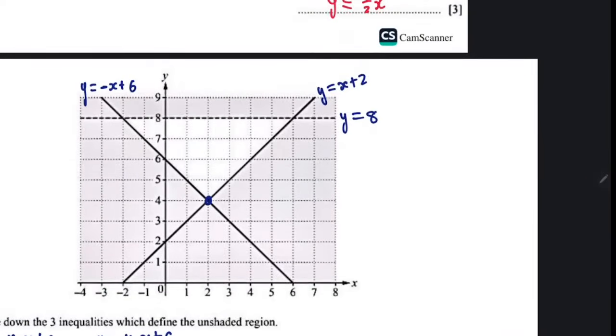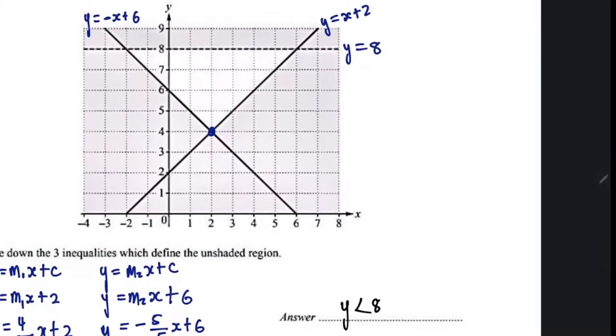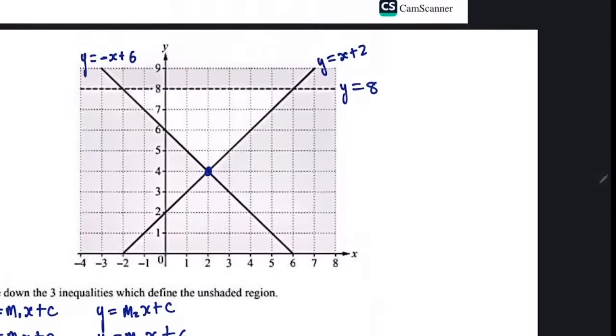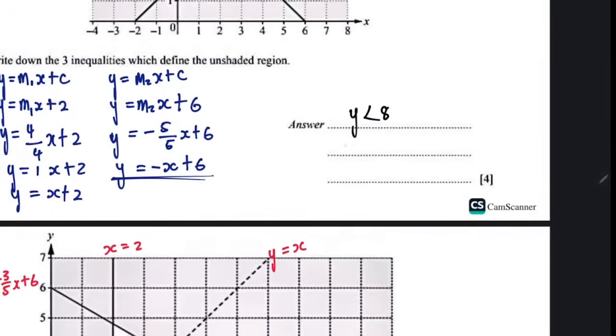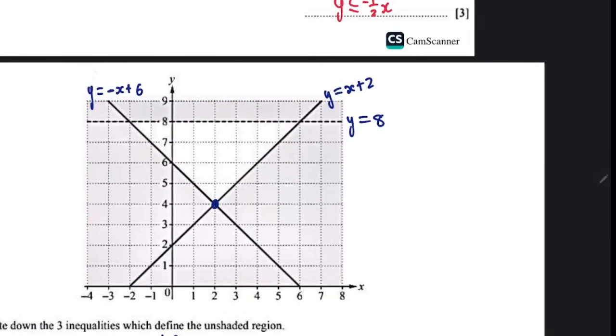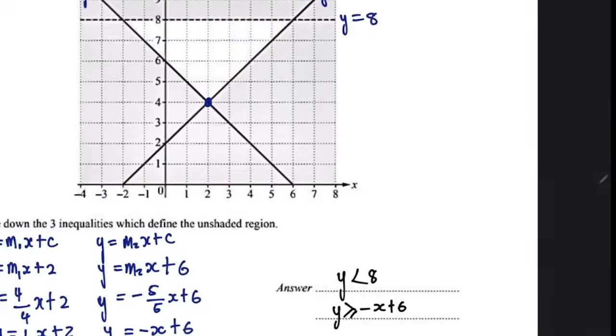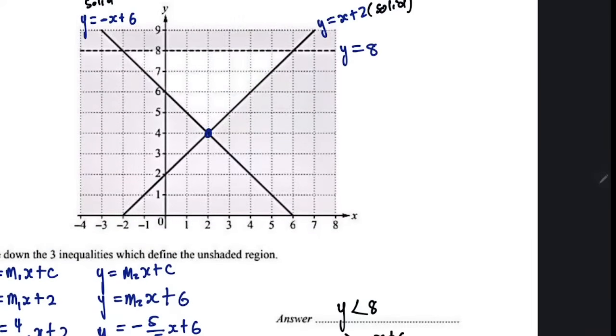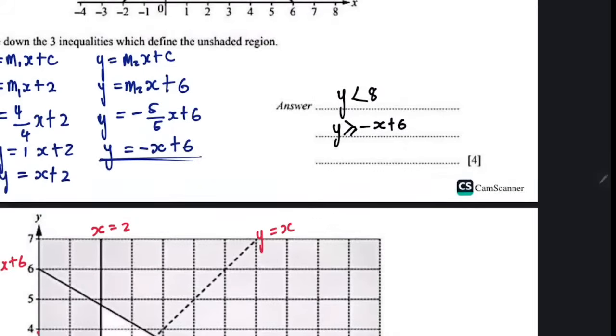Then you can see it's above this one and above this other one as well. So it's above y equal to negative x plus 6. So that means y is greater than negative x plus 6. And since it's solid or equal to, okay, because these are solid, and this other one, solid line as well. So y is x plus 2. It's above it as well. The region is above it. So y is greater than or equal to x plus 2 because it's solid.